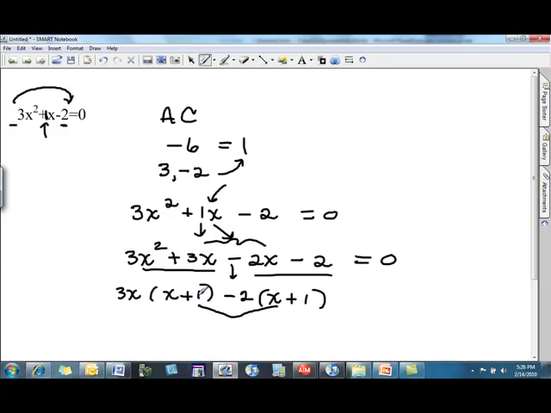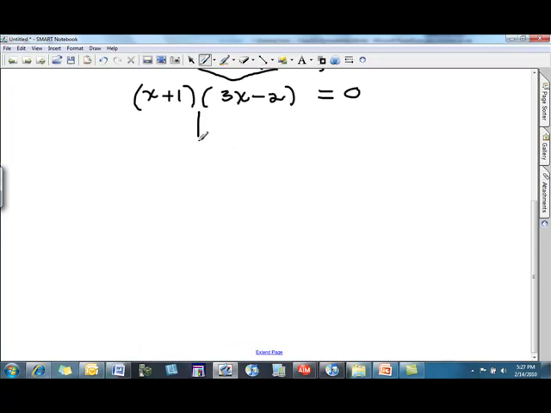And my answer will be whatever this match is, because that now is the common term there, times the leftover, which is 3x minus 2. And you will take that factored group just like you did in the last set, and you will set each one of these equal to 0. So we have here that x plus 1 equals 0, which means that x now equals -1.